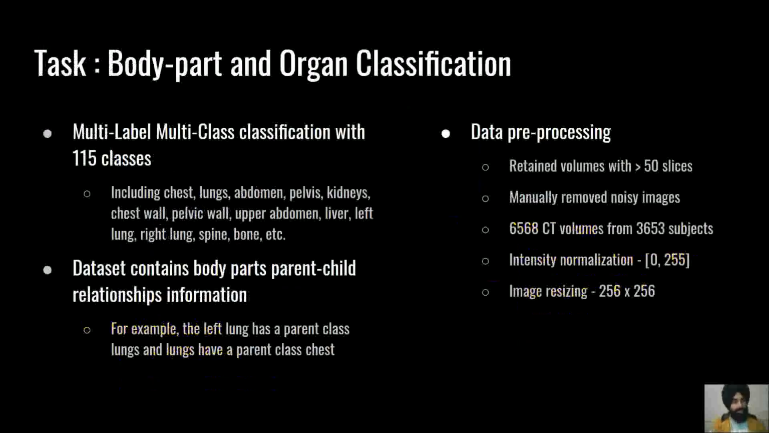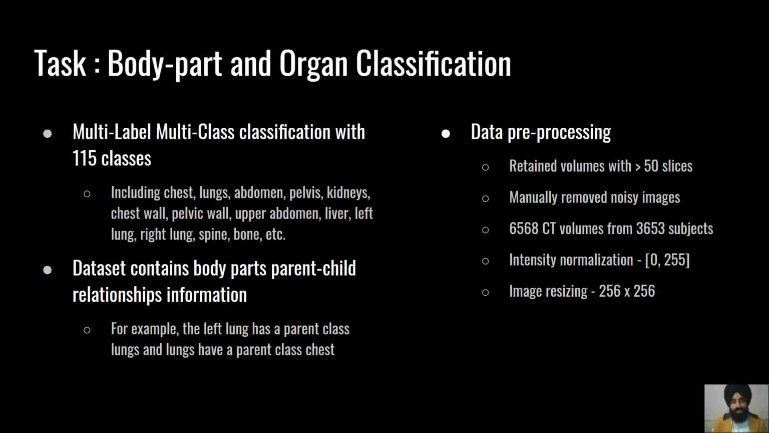The task we will be creating pseudo-labels for is body part and organ classification. This is a multi-label, multi-class classification problem. From the original DeepLesion dataset, we take 115 body part classes, from small body parts like chest wall, pelvic wall, lymph node, to large body parts like chest, abdomen, pelvis, as well as other classes such as the spine, bone, upper abdomen, extremity, thighs, etc. This dataset also contains body part parent-child relationship information. For example, the left lung has a parent class lungs, and lungs have a parent class chest, and the kidneys have a parent class abdomen, and so on.